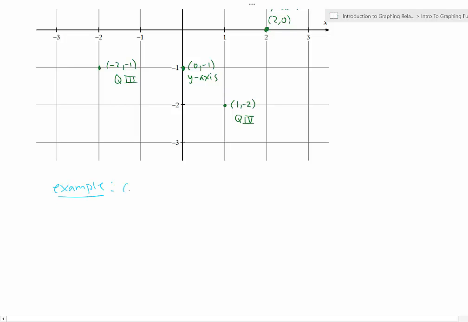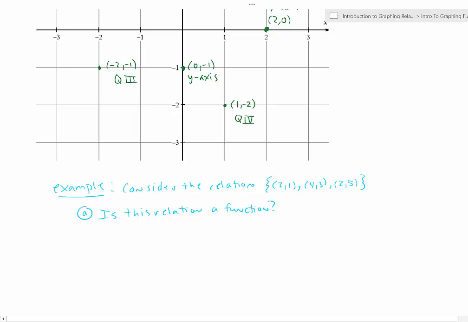Another example here. Let's consider the relation. We'll just make something up. How about we consider the relation, the set of ordered pairs, 2 comma 1, and then maybe 4 comma 3, and then 2 comma 5. So nothing too exciting, but it is a collection of ordered pairs. Question A. Is this relation a function?